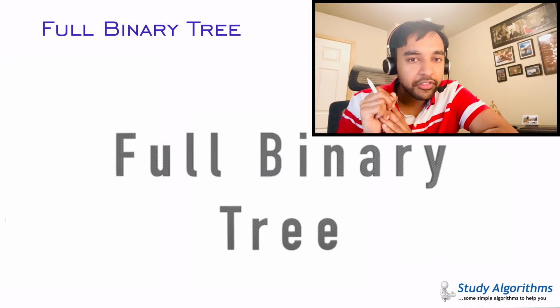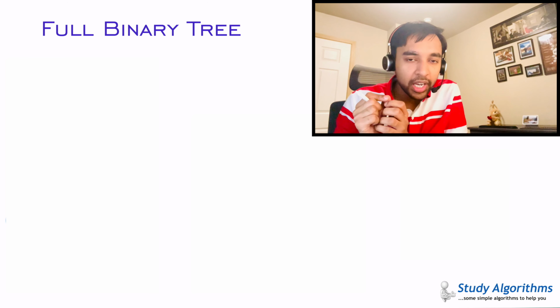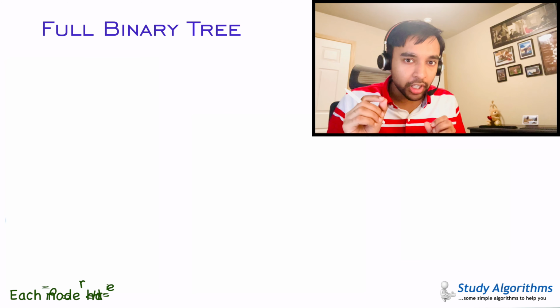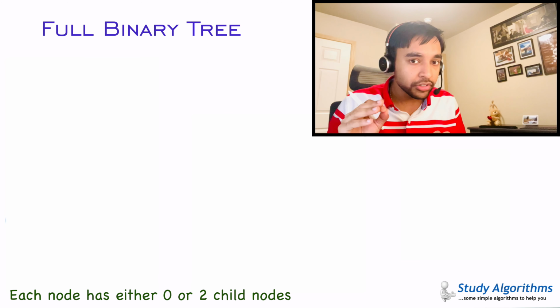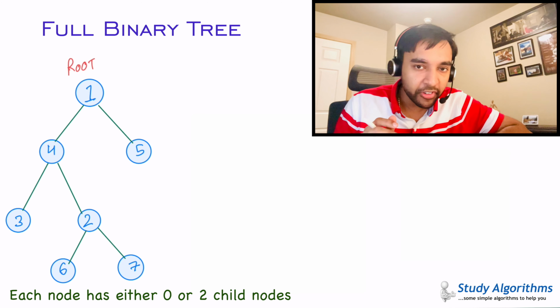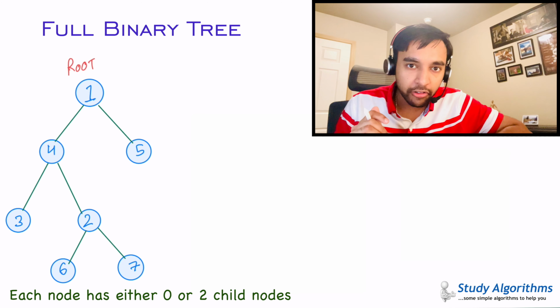First of all, you have the full binary tree. A full binary tree is a special case of a binary tree where each of the nodes either has zero child nodes or it has both the two child nodes. Let us take up one example. I have this tree in front of me.